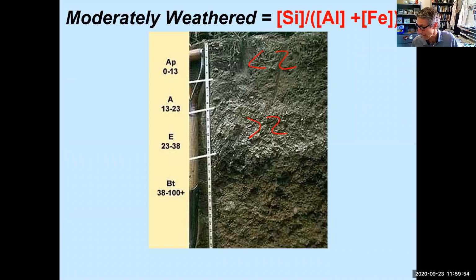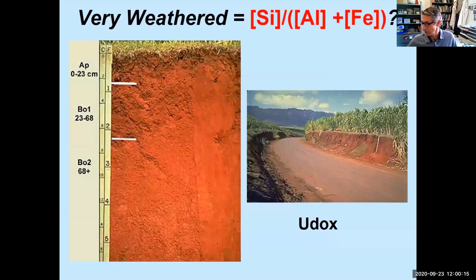And then below that, if this is a moderately weathered soil, probably maybe around 2. We'll have largely 2-to-1 phyllosilicates in our BT horizon. T means accumulation, illuvial accumulation of clays, mostly aluminosilicate clays. And I know that our time is up, but just let me show you one more slide, okay? To finish this point.